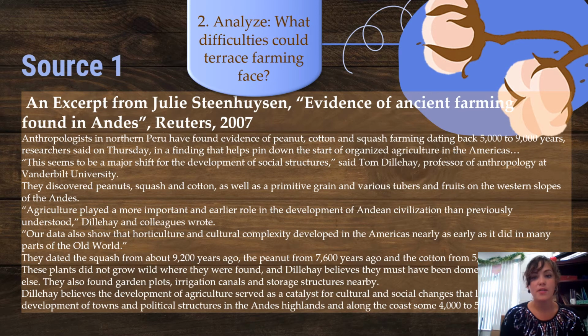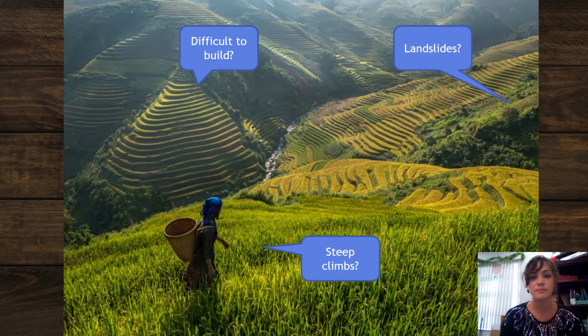So anyway, what difficulties could terrace farming face? While they're doing this, what obstacles or hurdles do they have to overcome in order to do this successfully? And if you didn't get them, I'm giving you some ideas. These steps are not easy to build into the side of the mountain.